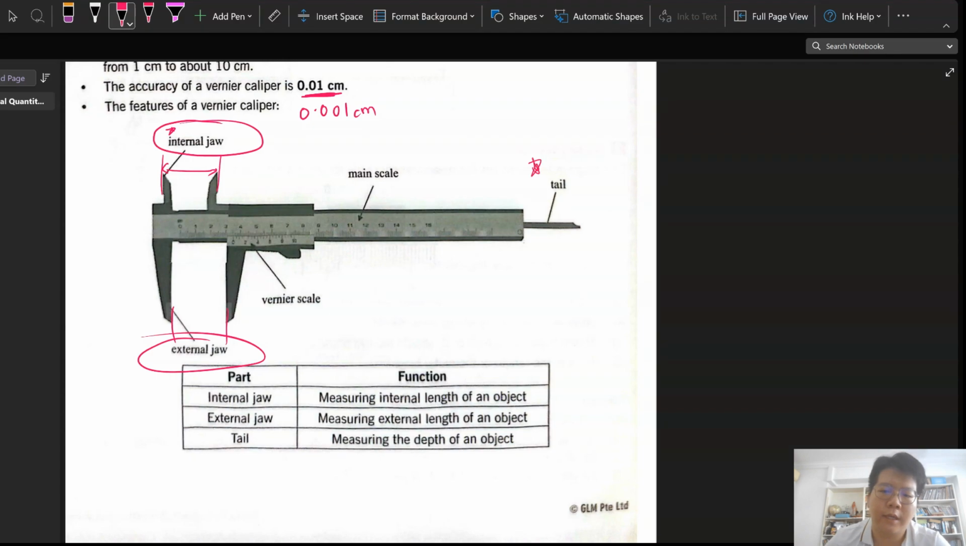So your tail is actually the interesting one. Take note, your tail is actually used to measure the depth of something. So if I want to measure the depth of, for example, a measuring cylinder, I will have to use the tail instead of your internal or external jaw.